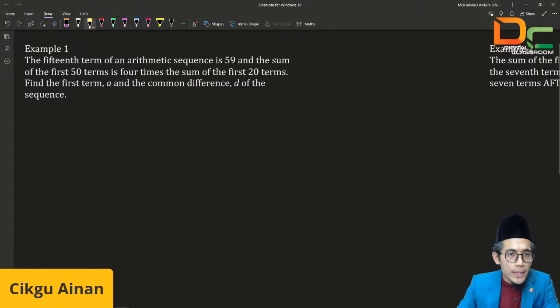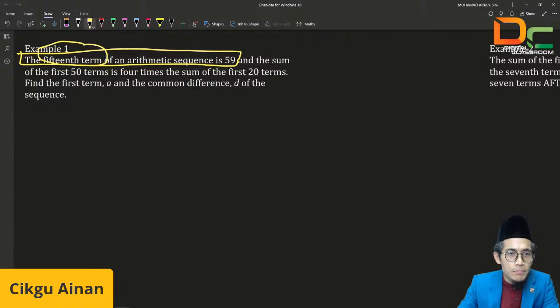So the first part is this information. The 15th term of an arithmetic sequence is 59. 15th term means T15, and is equal sign, and 59 is the number itself.